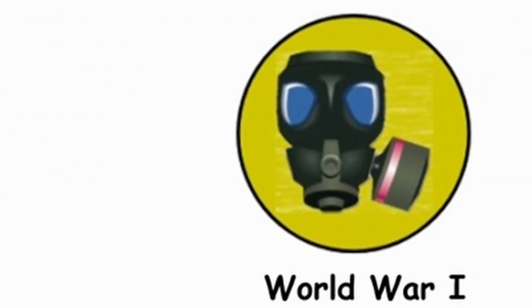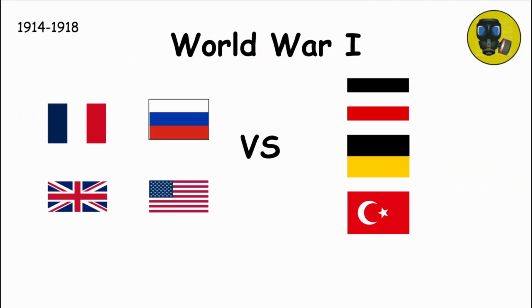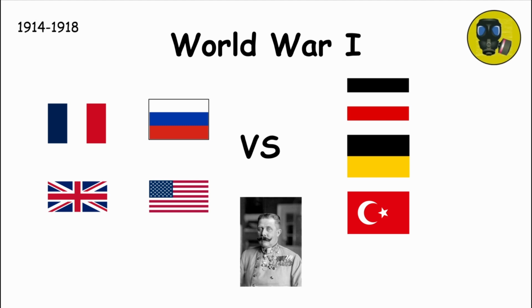World War I. World War I, also known as the Great War, was a global conflict. The war had its roots in a complex web of issues, with the assassination of Archduke Franz Ferdinand of Austria-Hungary serving as the immediate catalyst. The assassination saw a chain reaction of declarations of war, with the Central Powers, led by Germany, Austria-Hungary, and the Ottoman Empire, facing off against the Allies, led by France and Russia.